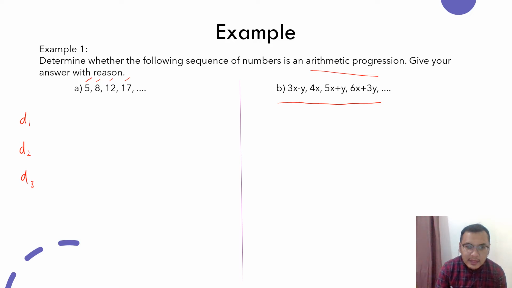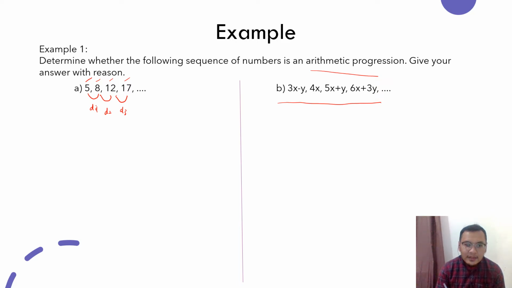Okay, between this number, this is D1. Sorry, D1. And between 8 and 12 is D2. Between 12 and 17 is D3. Okay, so the first one is we want to find D1.